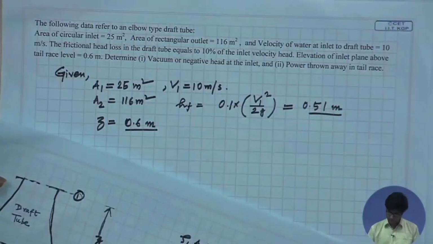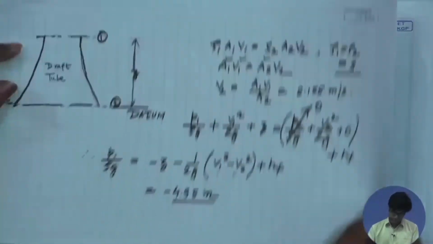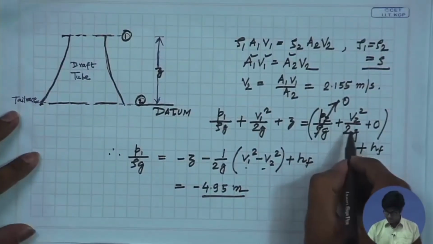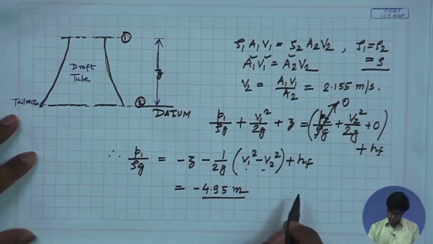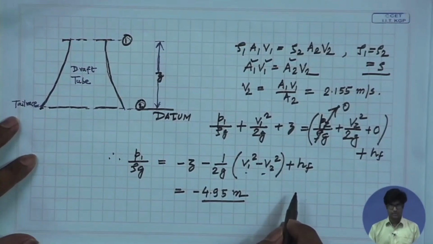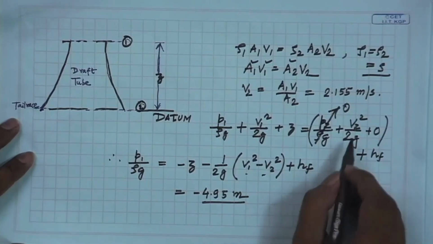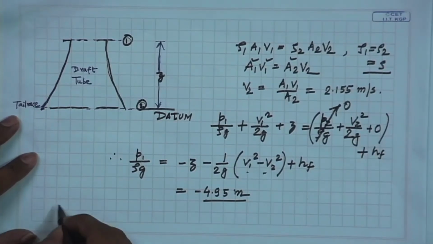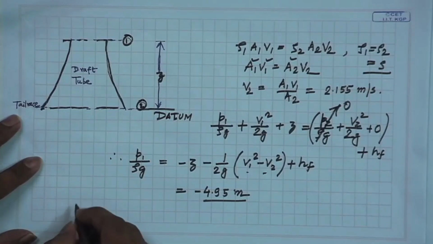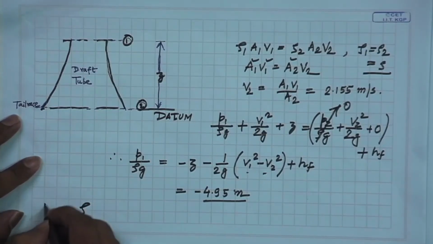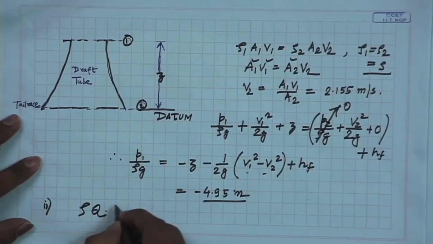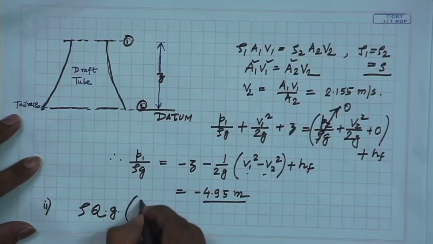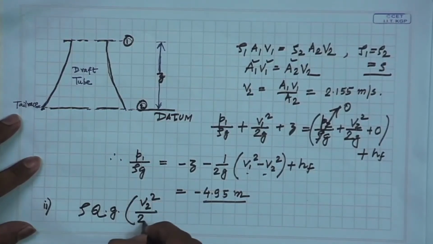Next, we are required to find out the power that is thrown away in the tail race. As you can see, at the exit of the draft tube, the velocity is not 0. So, whatever energy is at the exit is lost due to the kinetic energy at the outlet. The power lost due to the kinetic energy can be written as rho Q g into V2 square by 2g.